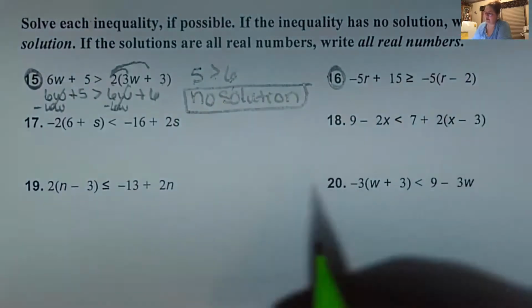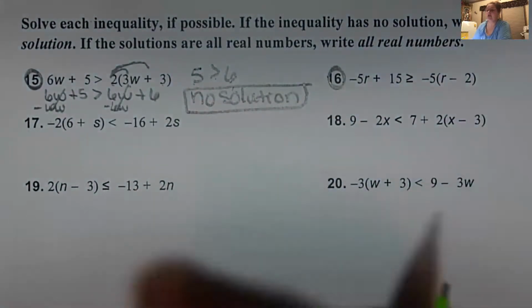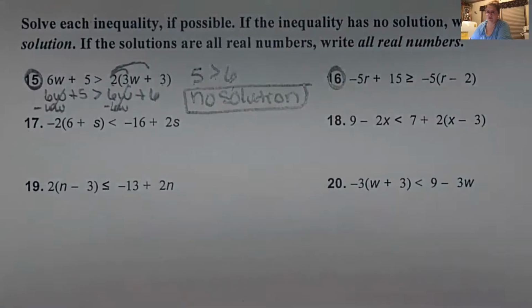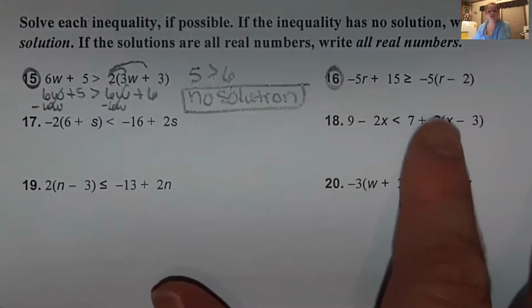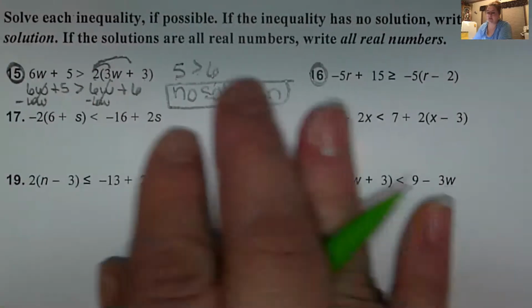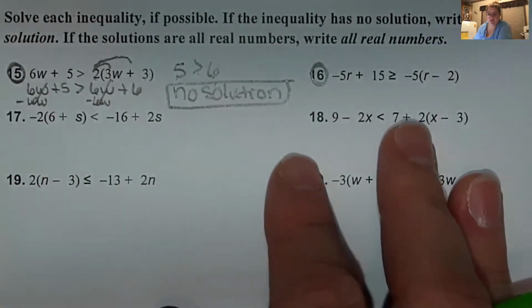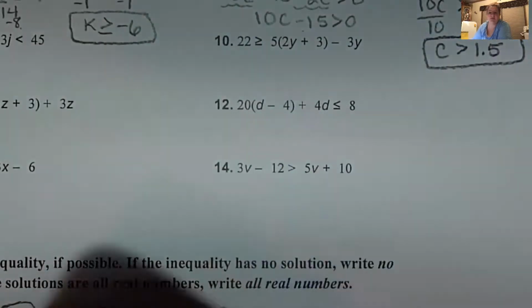When it doesn't make sense, you put no solution. So if all of my variables are gone, which it was, and it didn't make sense, I'm going to put no solution. If it does make sense, then I'm going to put all real numbers or infinite. Okay, so we're going to try 16. Now, sometimes you're going to be able to solve these in here too, just like you normally would up here, like k is greater than or equal to negative 6.